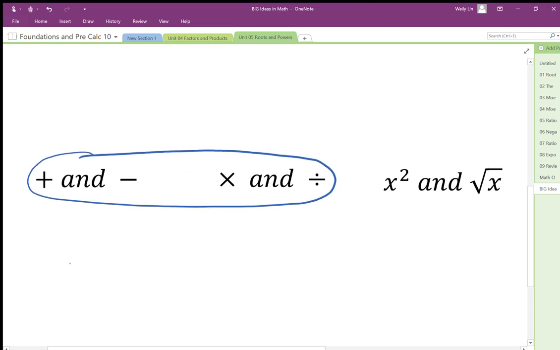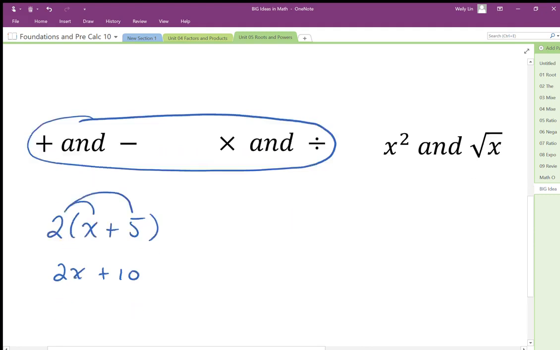If I have 2 times x plus 5, normally we would do brackets first and then multiplication, but we cannot do this addition, because an x and a 5 are not like terms, so we cannot combine them together. But we still want to do multiplication. So how do I apply multiplication when there's add and subtract? Well, we know how to do this: we can distribute, and we end up with 2x plus 10.